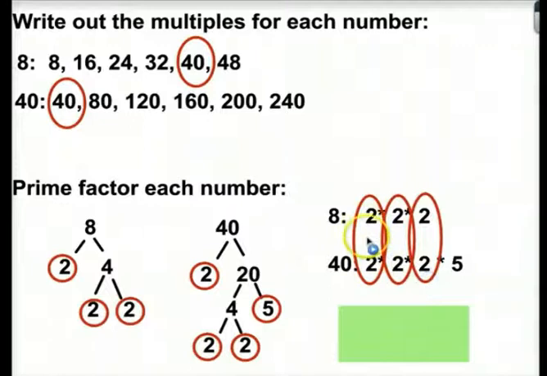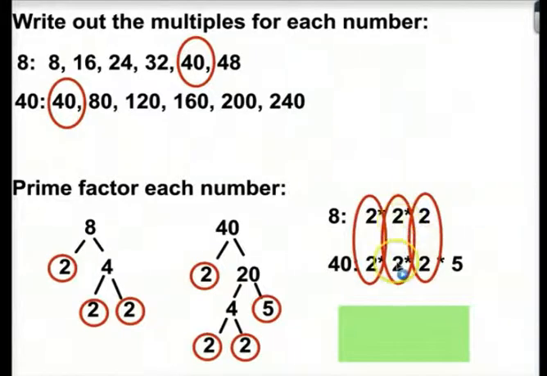So I'm going to count this as 1, 2. I'm going to count this as another 2, and I'm going to count this as another 2. Not as a total of 6, but as a total of 3, because both 8 and 40 share this 2. So I'm only going to count it once.